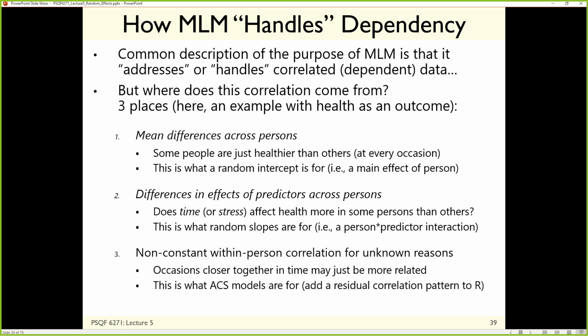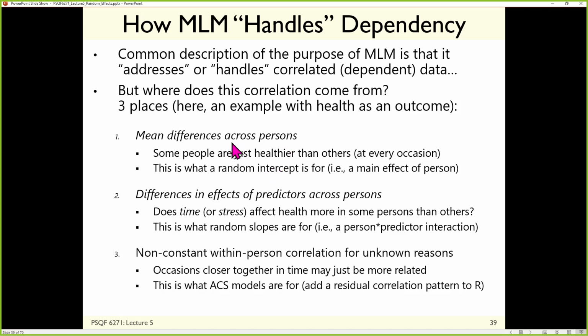How does this handle dependency? It handles it. Well, this idea of random effects, I want to try and link together what they're trying to do with respect to dependency. So the types of dependency that we've seen up to this point, why would occasions from the same person be related? That's the question. Dependency means correlation.